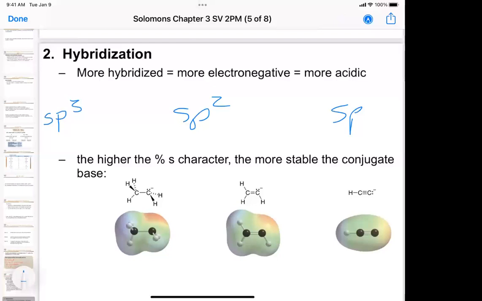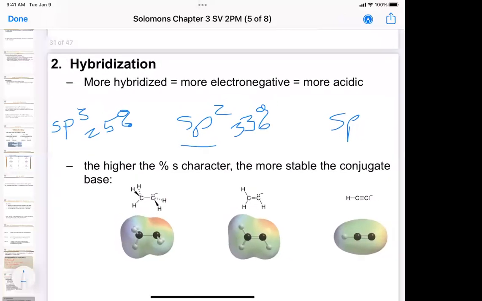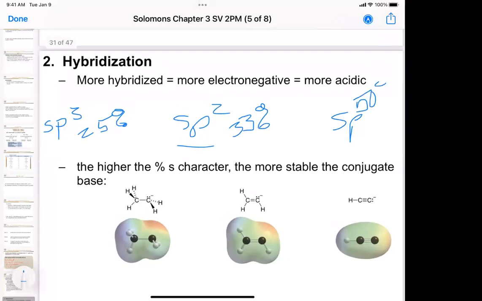Okay, so if that's true, then what about sp2? We have one s orbital spread out over 3 orbitals. So that makes it 33% s. And in the sp, we only have 2 orbitals, one s, one p. And so that's 50% s character.